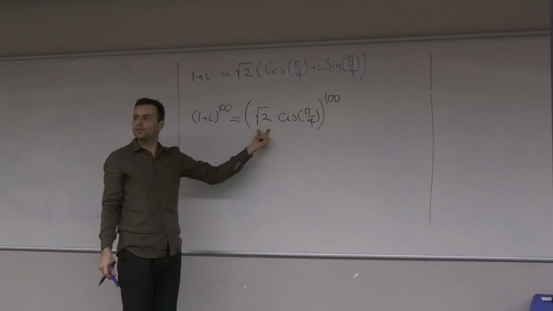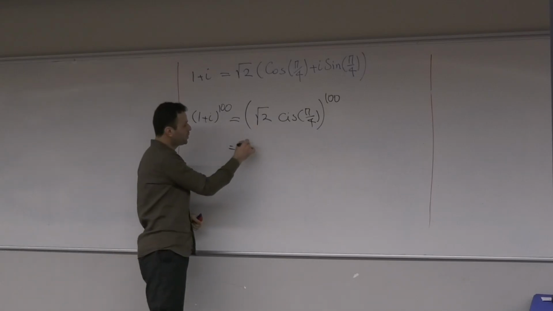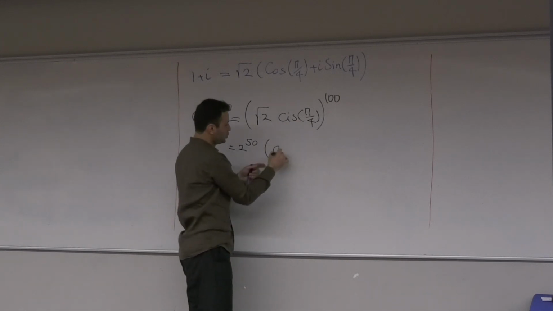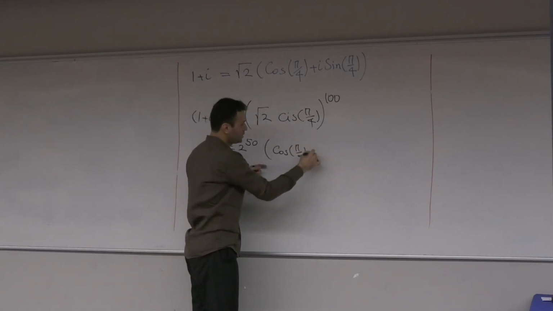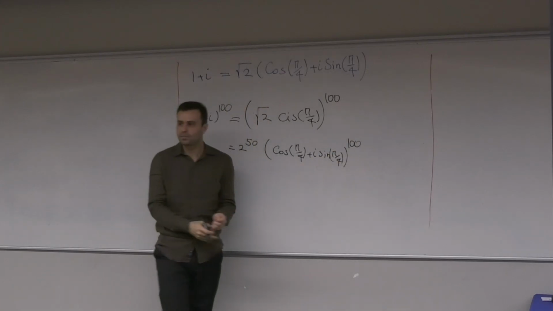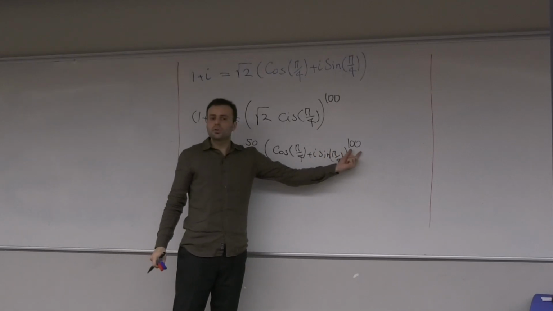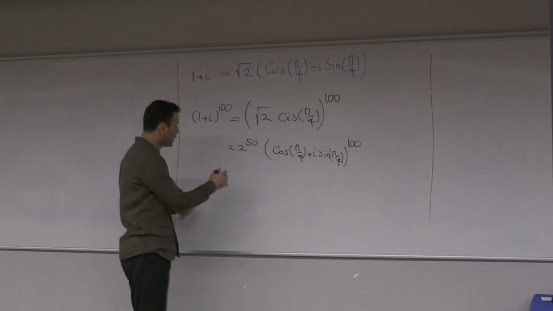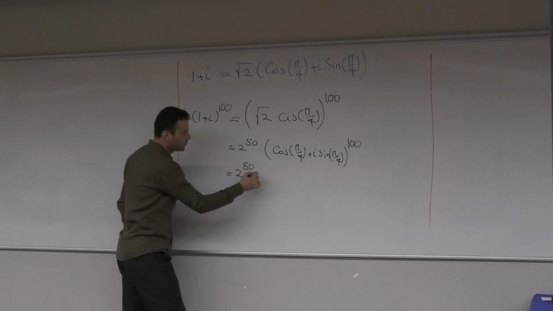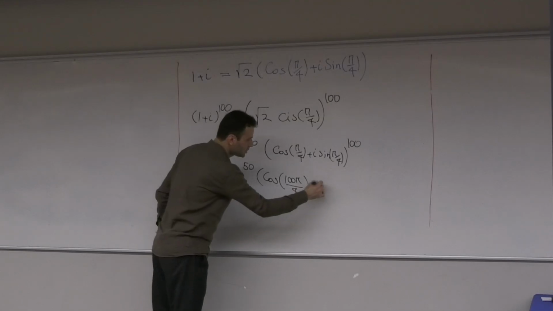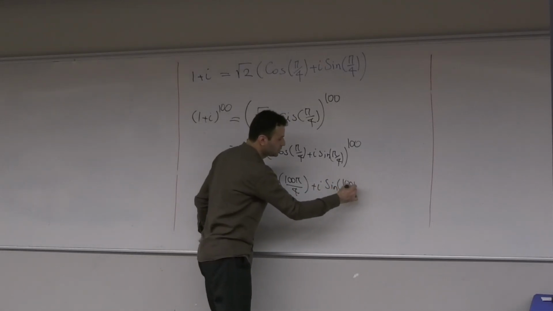The exponent comes to the top of this one. The square root of 2 to the power of 100 is going to be 2 to the power of 50. And this number is cosine of pi divided by 4 plus i times sine of pi divided by 4, to the power of 100. Based on the de Moivre formula, what do we have here? This is just going to be multiplied to the argument of cosine and to the argument of sine, which is going to be 2 to the 50 times cosine of 100 pi divided by 4 plus i times sine of 100 pi divided by 4.